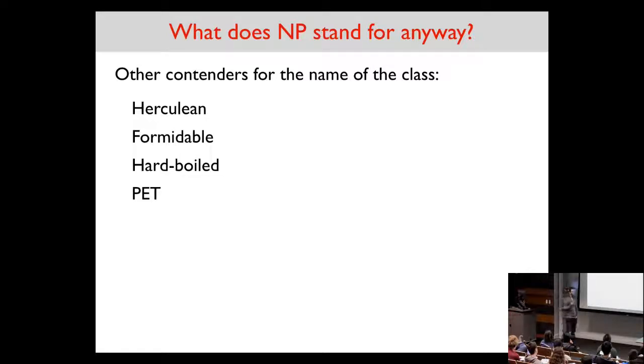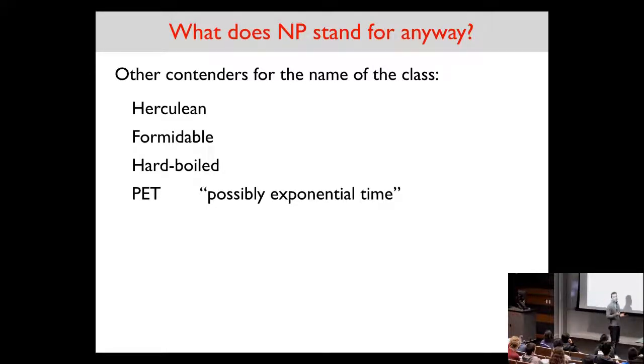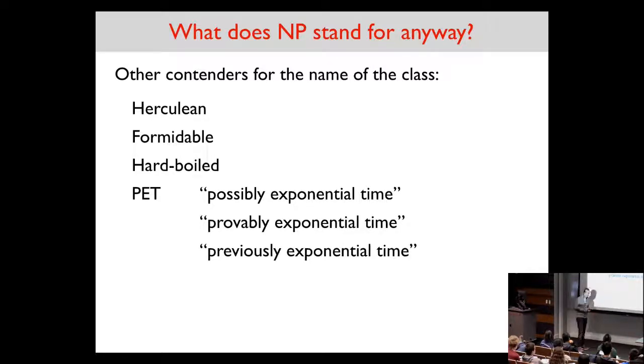And PET is nice because it's sort of adaptive. So if you don't know, we don't know whether P is equal to NP, so you can say, okay, this is the class possibly exponential time. But let's say somehow one day one person shows that P is different from NP, then we can change the name to provably exponential time. But you say, okay, what if someone shows P is equal to NP? Well, then you can say previously exponential time. So it's a pretty nice name.